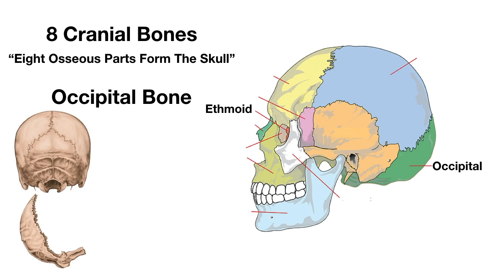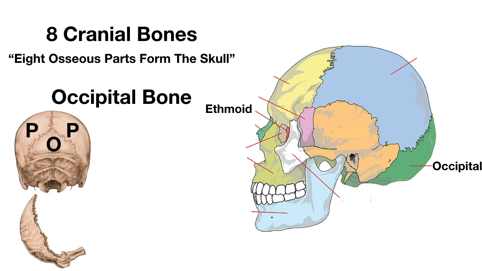Starting with the top image, we can see that there's 2 parietal bones on either side, which we're going to talk about next, so don't worry about those right now. And the bone in the back of the skull is the occipital bone. This is a good image because it shows the suture lines around the occipital bone. The sutures are what connect the cranial bones of the skull together.